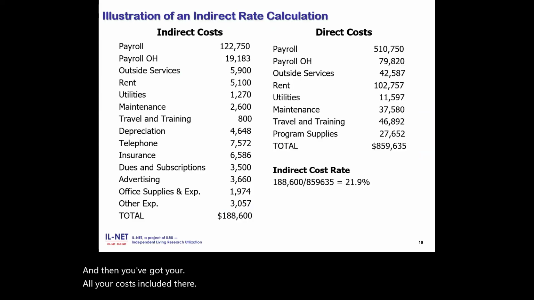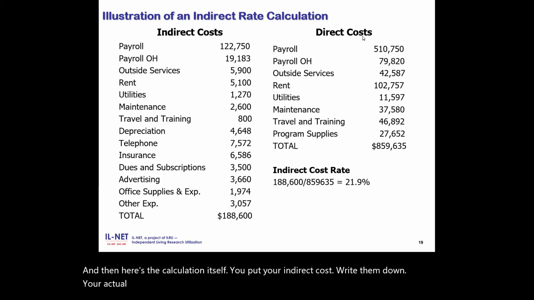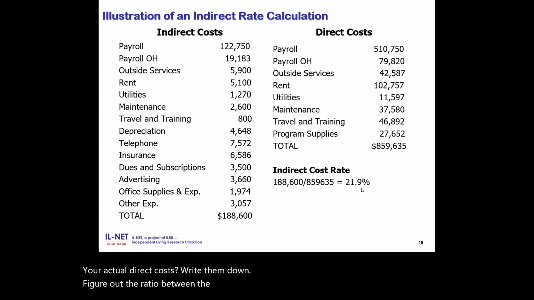And then here's the calculation itself. You put your indirect costs, write them down. Your actual direct costs, write them down. Figure out the ratio between the two, and that is your indirect cost rate.